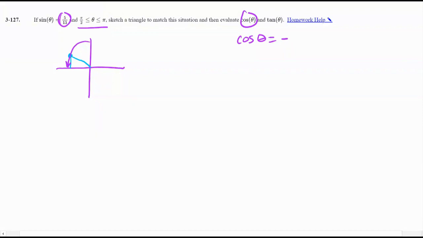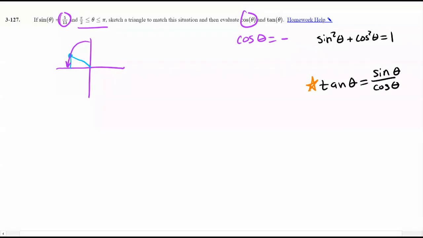A couple things to note here, just to remember, is that I have two equations that are going to be helpful to me, because if I were to do the Pythagorean identity here, sine squared plus cosine squared equals 1. And then also tangent of theta is equal to sine of theta over cosine of theta. One thing I want to mention is that this equation right here tells us that tangent represents the slope of our line on the unit circle.